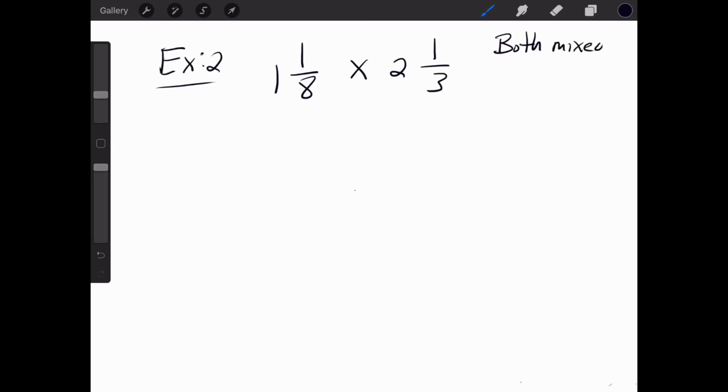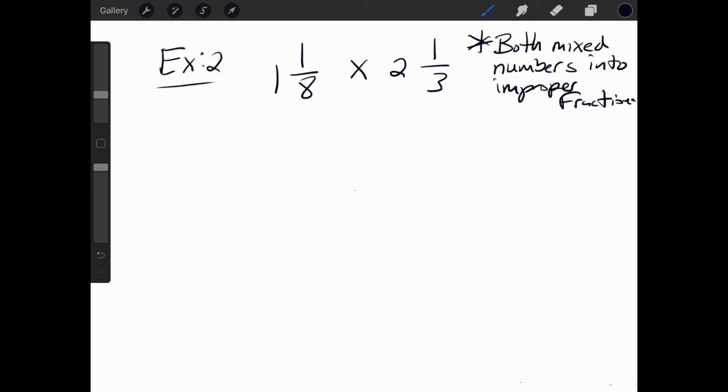So we have example 2. Okay. We have 1 1/8 times 2 1/3, or 1 1/8 of 2 1/3. Remember, it's the same thing. Okay. You're going to have to turn both mixed numbers into improper fractions. Remember that. Okay, very important.